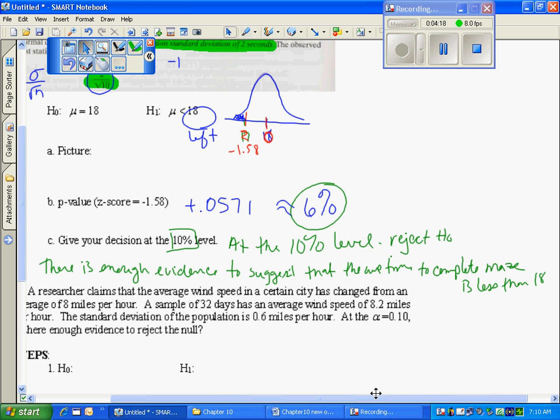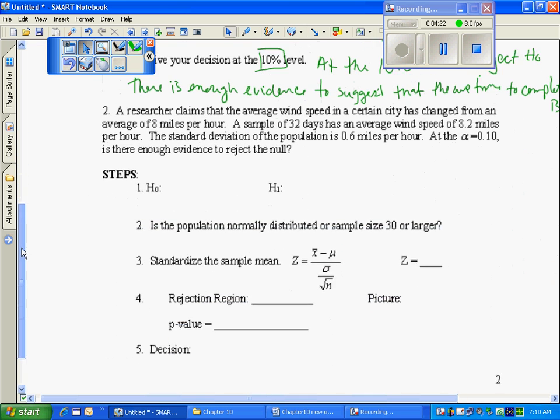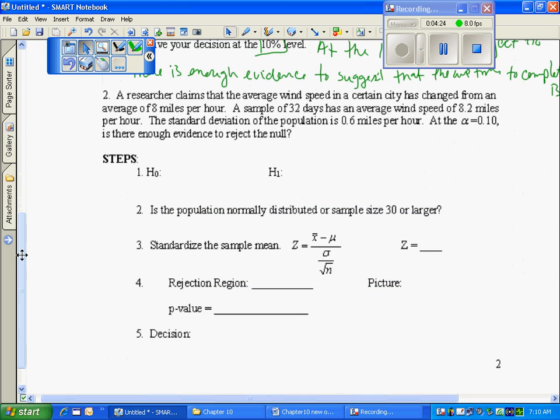Okay, let's try another one. Here's another situation. A researcher is talking about wind speed. So spend a moment. You may want to pause the video to read this question. But basically, we have a sample of 32. That's very important because it does not say in here that it's a normal distribution on the population. So because we're going to be looking at a large enough sample, we can use the central limit theorem and assume that my sample means are going to be normally distributed.